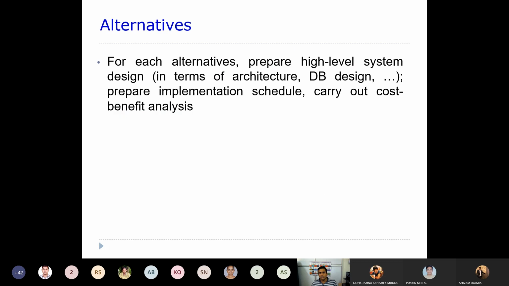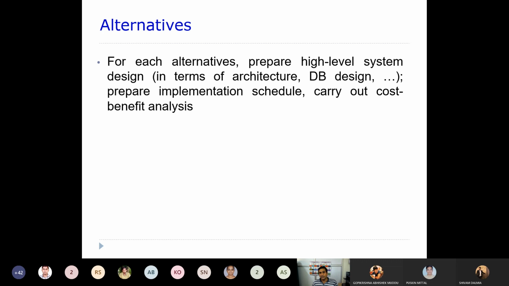Now, for each alternative, prepare a high level system design. For all of the alternatives we have seen, you now need to prepare the high level system design. The high level system design means, in terms of architecture or maybe database design, because it is the how part. We are going to design something: how are you going to develop a database for your application?